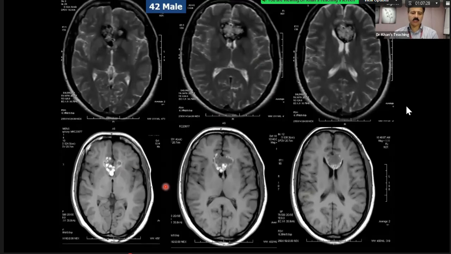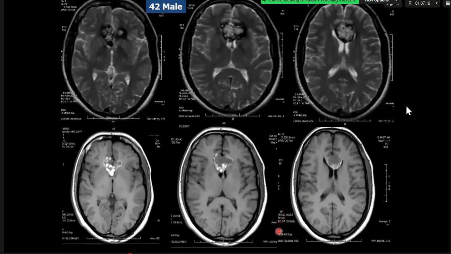T2 weighted sequence, T1 weighted sequence. Over to you, please. Right, so there's an abnormality in the corpus callosum, sort of straddling across both sides, which contains on the T2 images a low signal intensity rim with foci of high signal in the middle. On the T1, there are corresponding areas of high signal in the periphery of the lesion.